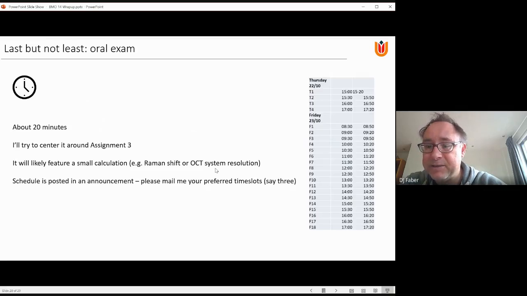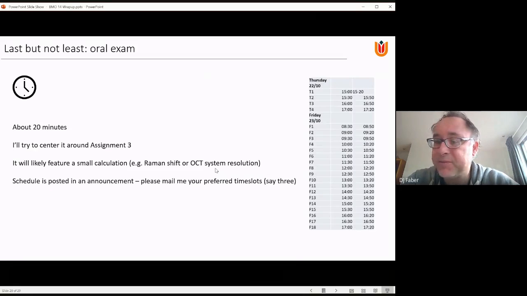The last remark that I want to make, and this is also for logistics, is the oral exam that will take about 20 minutes. Certainly not longer than that. I will try to center my questions around the assignment that you're making now, assignment 3. So you'll pick a technique or a few techniques to solve your clinical problem, and I'll try to center my questions a little bit around that, not entirely, but so then at least you know where you can expect the focus to lie. It will likely feature a small calculation, not too long, something like calculating the Raman shift or calculating the resolution of an OCT system, for example.